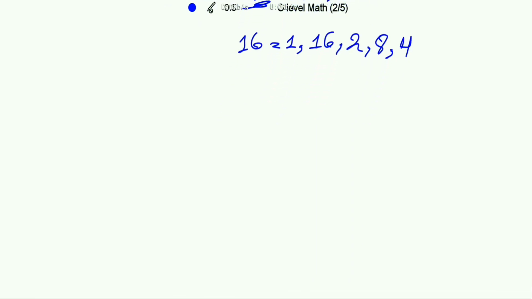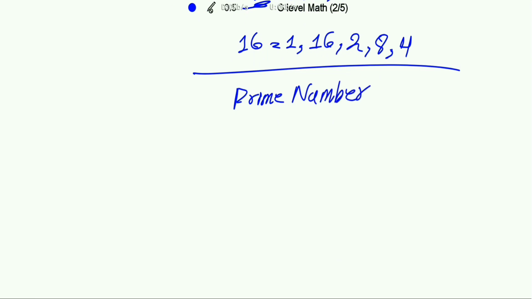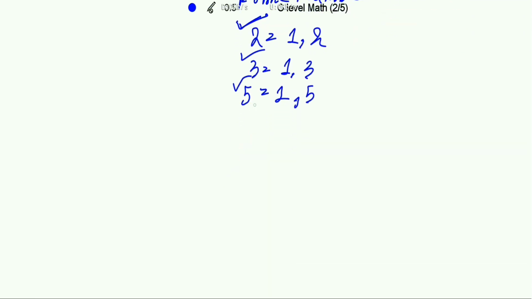So having even one more factor other than 1 and itself is known as a composite number. Okay, so what are prime numbers? Prime numbers are those numbers which only have two factors, 1 and itself. So let's say 2 is a prime number because 2 has a factor of 1 and itself. It doesn't have any other factors. 3 is a prime number because it has 1 and itself as factors. 5 is a prime number. It has 1 and itself, 5. 7 is a prime number because it has 1 and itself as factors.